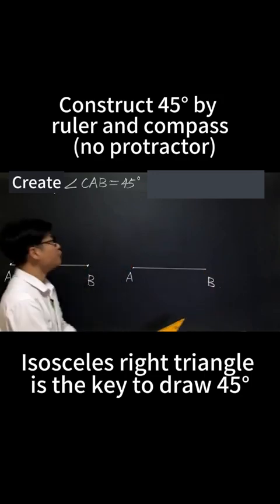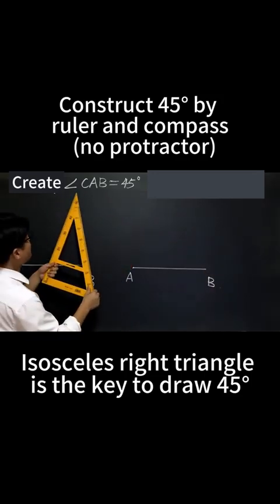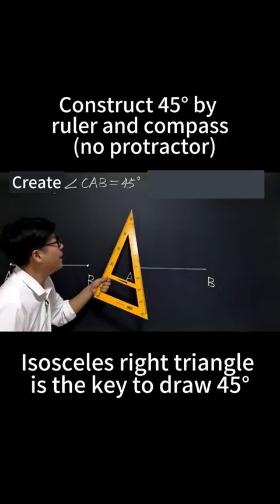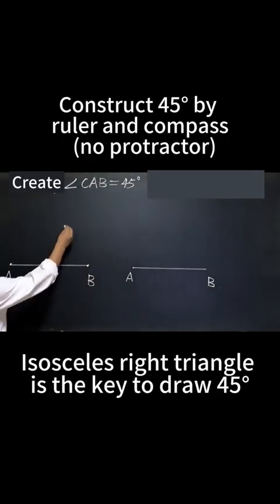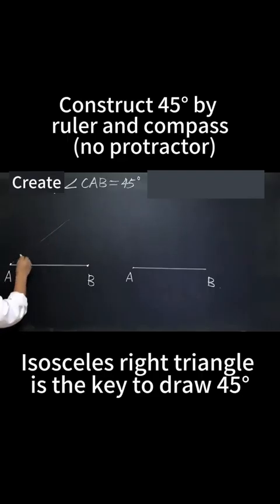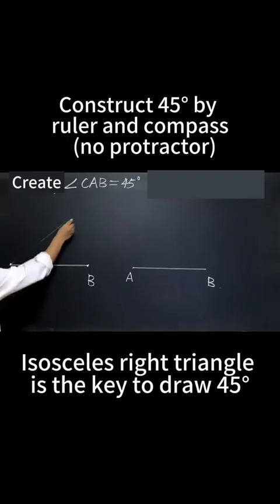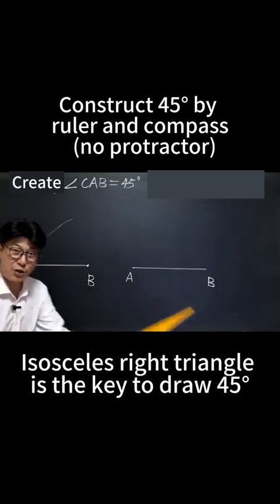When it comes to geometric constructions, if you're asked to construct an angle KAB equal to 45 degrees, how do you do it? That is, you need to construct an angle and make it exactly 45 degrees. How do you go about this? Some students might ask this question.